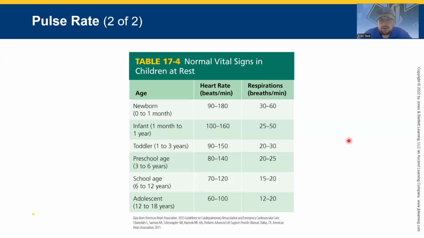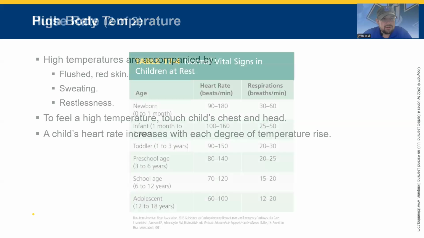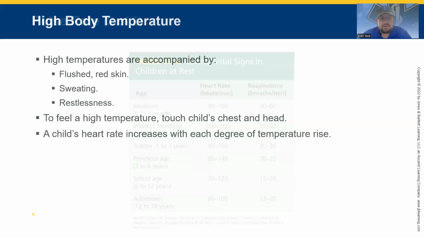So a newborn heart rate is 90 to 180. Infant is 100 to 160. Toddler 90 to 150. Preschool is 80 to 140. School age 70 to 120, and adolescent 60 to 100. And then your respiratory rates: 30 to 60, 25 to 50, 20 to 30, 20 to 25, 15 to 20, or an adult is going to be 12 to 20. Okay, make sure I didn't skip one there.